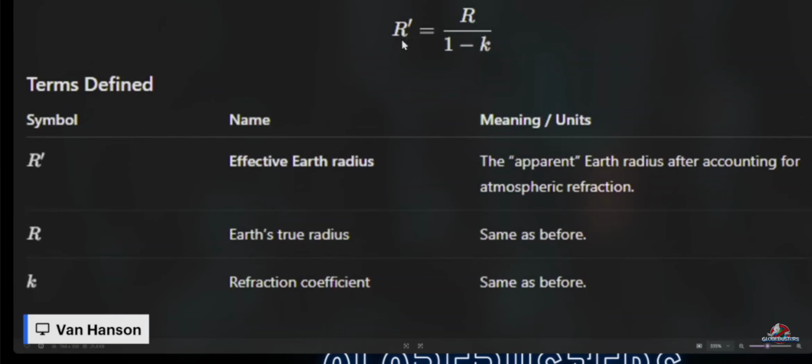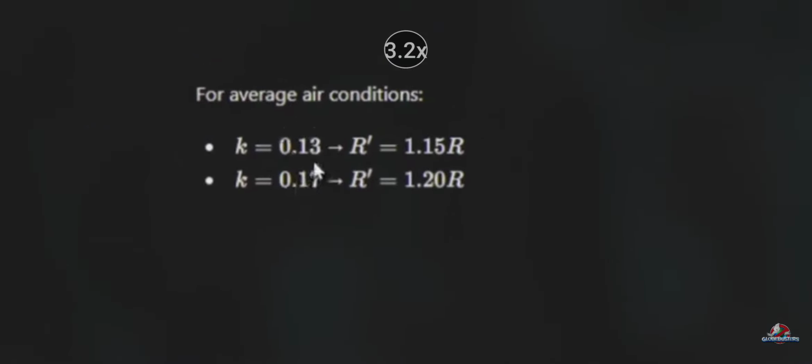And what this is doing is making the radius bigger, so it's essentially making the Earth flatter. That's why it's a correction formula. It's spitting out what curvature is missing by extending that radius. Under average air conditions, K is known to be 0.13 to 0.17. This is the value they use.